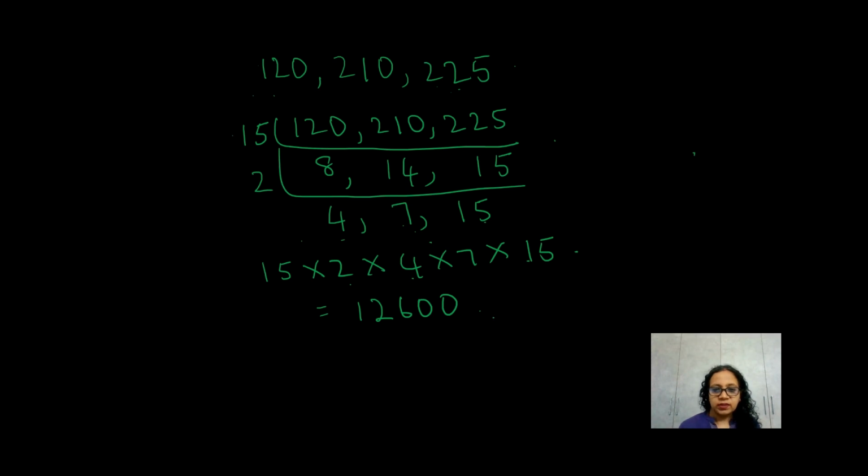Can you see that the number of steps have drastically reduced? So what we do is first we will find the highest common factor of the numbers and divide the numbers by the highest common factor, and then we will see if there are any other common factors and we will divide by that. So this is a shorter method of finding the LCM.